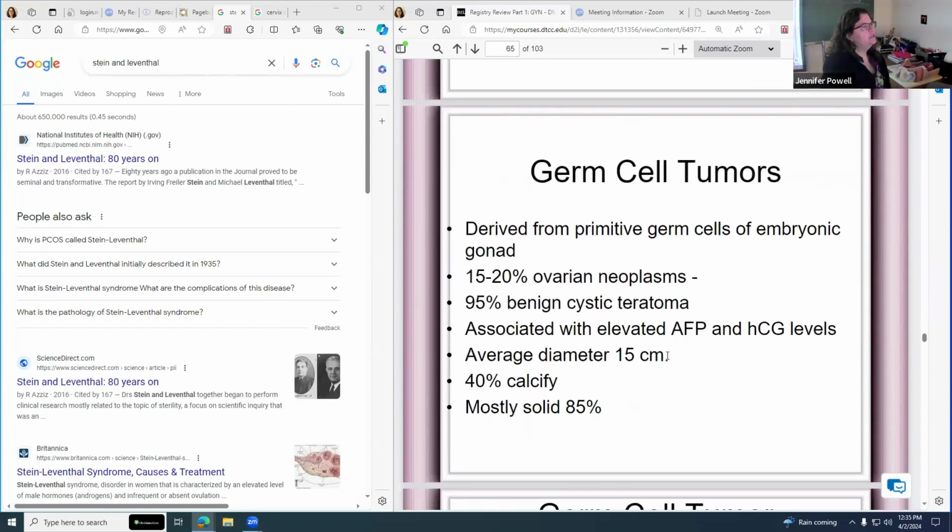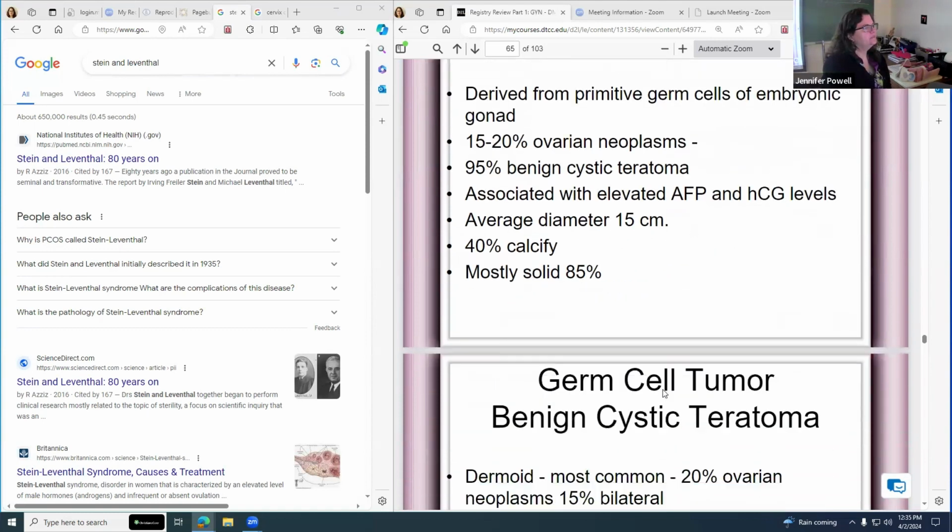Germ cell tumors derive from primitive germ cells of the embryonic gonad. 15 to 20% are ovarian neoplasms. 95% are benign cystic teratomas, which are those dermoid cysts, and are associated with elevated alpha fetal protein and HCG levels. Average diameter is 15 centimeters. That is huge. 40% calcify, and 85% are mostly solid.